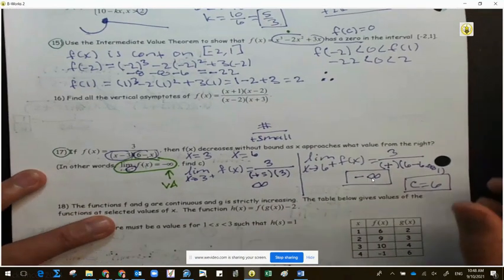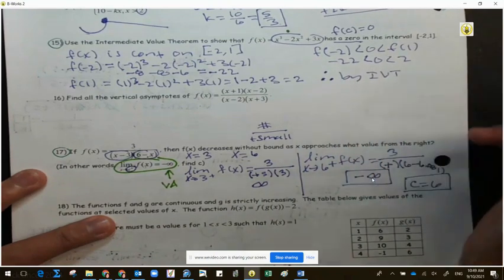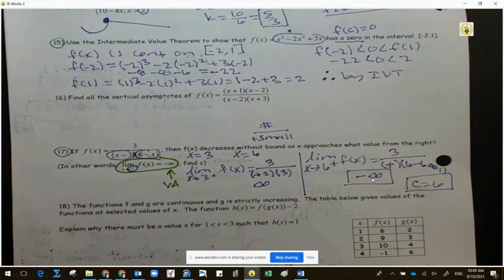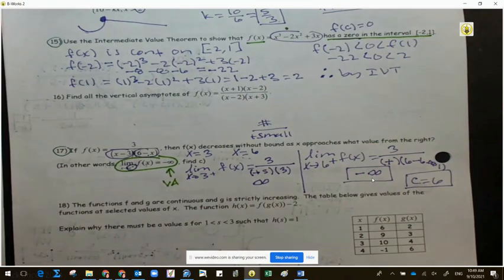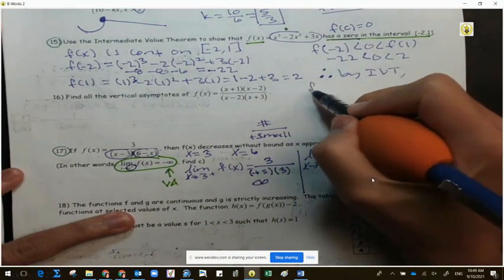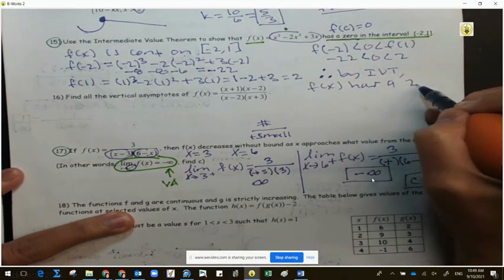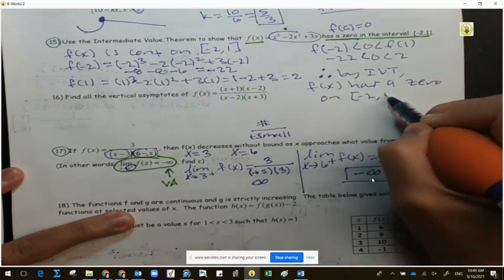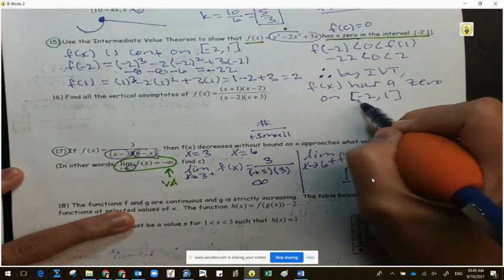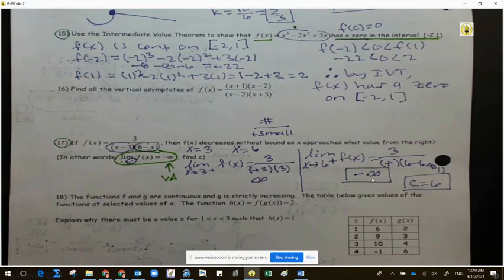What does this mean? Therefore, by the IVT, the Intermediate Value Theorem, and I am going to copy this piece word for word from left to right. You can write the function if you want to, but I'm going to stick with the f of x. f of x has a 0 on -2 to 1. And this phrase is already understood as the interval, so I'm not going to write the interval part, but you can if you want to.